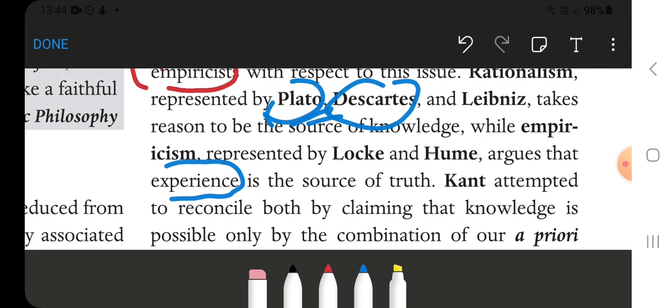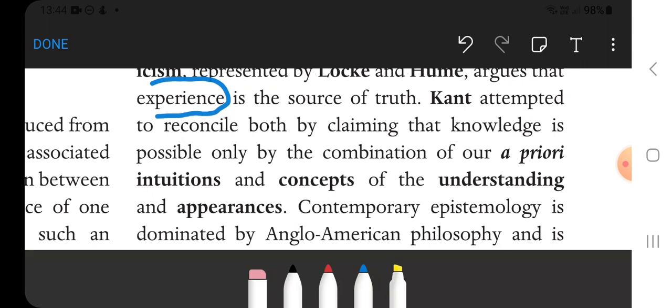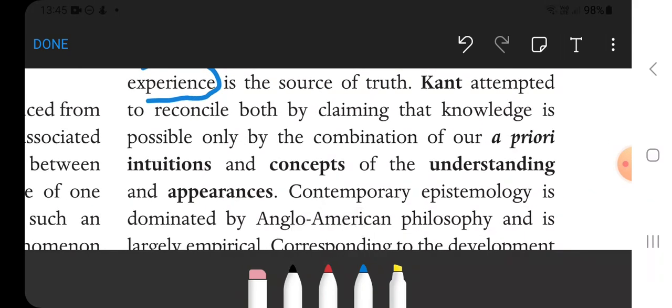Kant attempted to reconcile both, claiming that knowledge is possible only by the combination of a priori intuition, the concepts of the understanding, and appearance. This is one way to look at Kant. He agrees with the empiricists that knowledge cannot start without data from senses. But he disagrees with empiricists and agrees with rationalists to the extent that he thinks that intuitions are blind. Information doesn't mean anything unless it draws upon the concepts of understanding and reason. So he tries to have his cake and eat it as well, I guess.